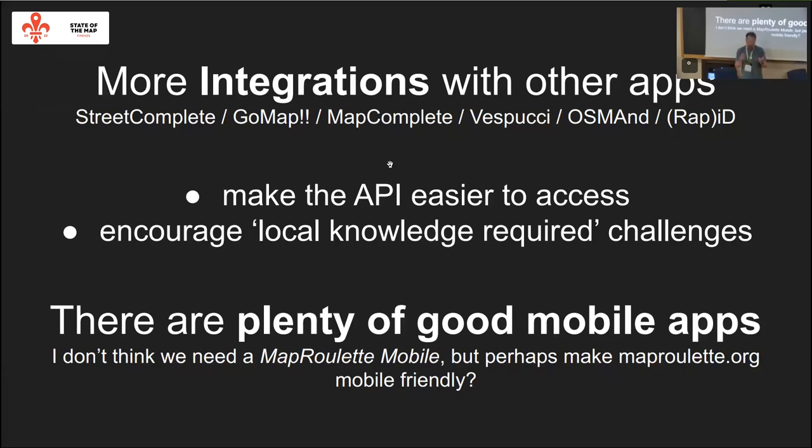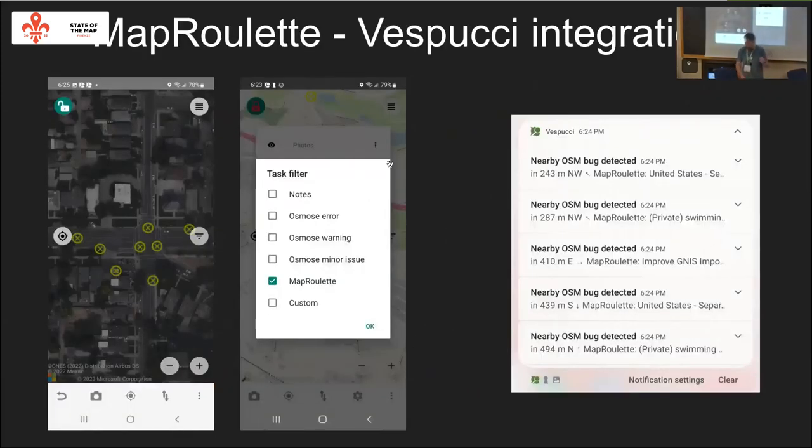And we already have a flag that lets you set that local knowledge is required, which would be a good filter for people who want to use it in a mobile integration. So there's some stuff already there, but it needs to be improved. I think there are plenty of good mobile apps. It doesn't need to be a MapRoulette mobile app per se, but that integration could be really powerful. Okay, here's the Vespucci integration that's already there. Once you have it going, it works well, but you have to insert an API key, and Simon has been complaining to me about that for years, and rightfully so.